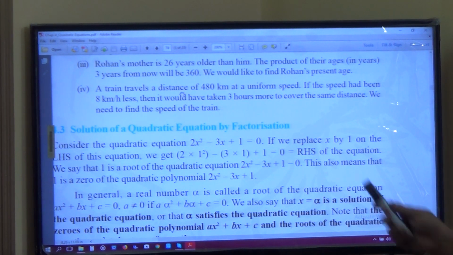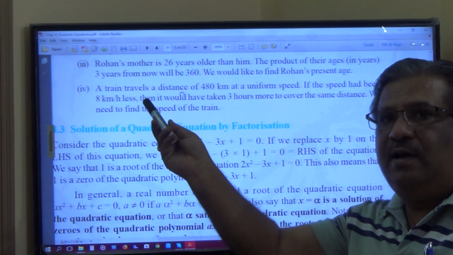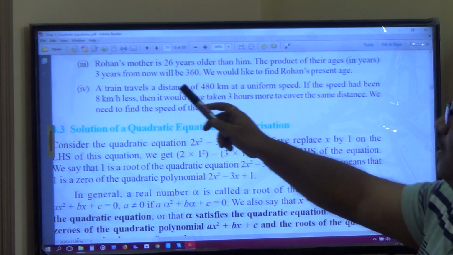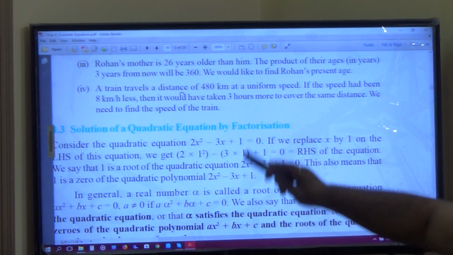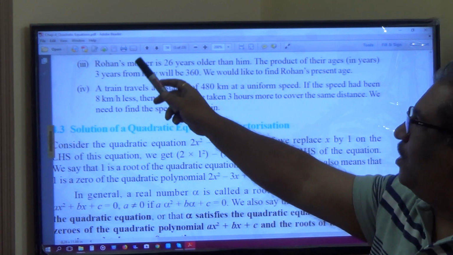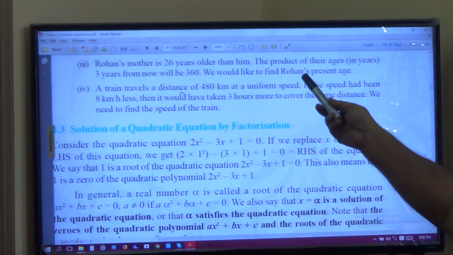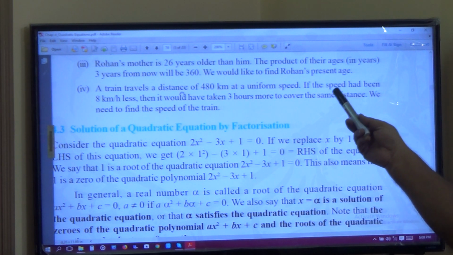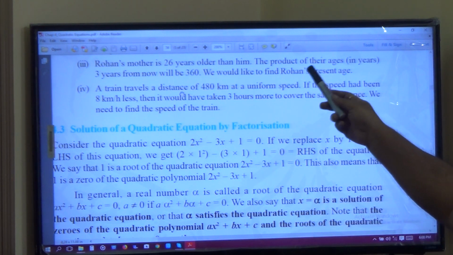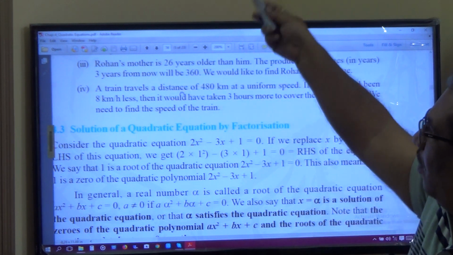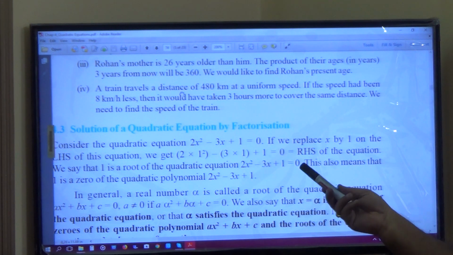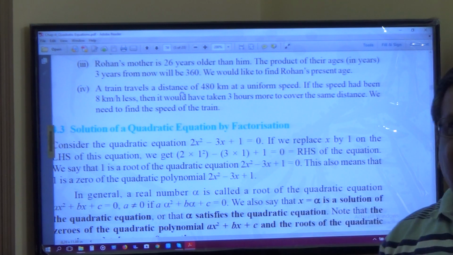Let us solve this one. Third one. Rohan's mother is 26 years older than him. The product of their ages in years, 3 years from now, will be 360. We would like to find Rohan's present age. See how many people are involved? Two people, Rohan and mother. So let Rohan's present age be x. Then Rohan's mother will be x plus 26 years. And the product of their ages 3 years from now will be 360. So after 3 years we have to find the ages of both, and then the product will be 360, which is quite simple.